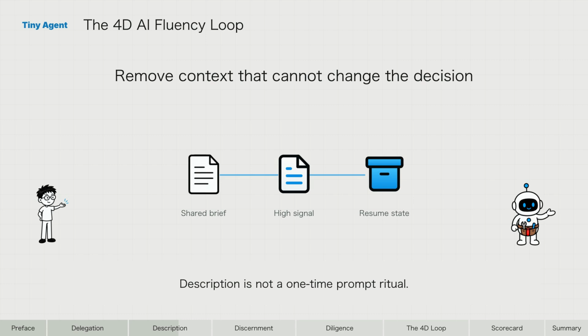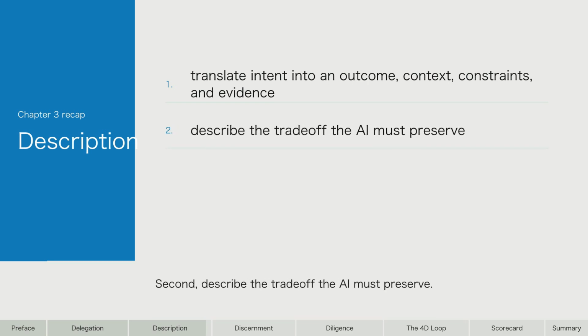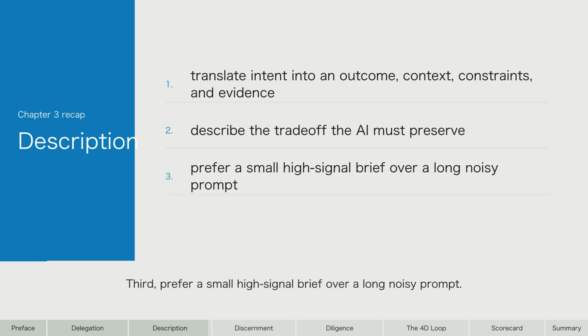Description is not a one-time prompt ritual. During collaboration, update the shared artifact and acceptance criteria as you learn. During delegation, package the final state so another agent or another session can resume without reconstructing the conversation. The common failure is context dumping. More context can hide the signal. Remove history that does not change the decision, label uncertain facts, separate requirements from suggestions, and put the most important constraint where it cannot be missed. First, translate intent into an outcome, context, constraints, and evidence. Second, describe the trade-off the AI must preserve. Third, prefer a small high-signal brief over a long noisy prompt.